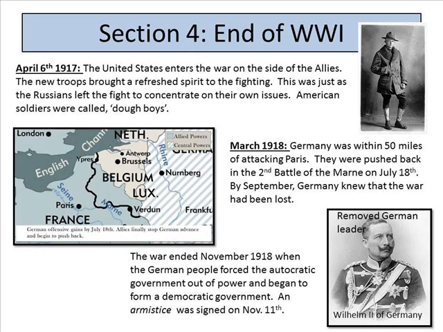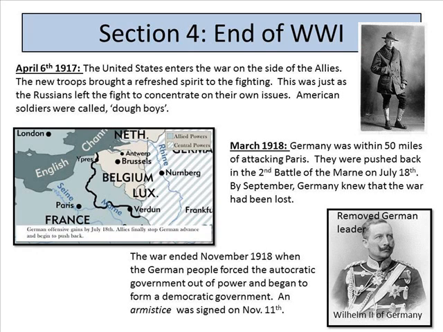On April 6, 1917, the United States enters the war on the side of the Allies. The new troops brought a refreshed spirit to the fighting. It just made people get ready, like the substitutes that come into the game. This was just as the Russians left to concentrate on their own issues. American soldiers were called doughboys.